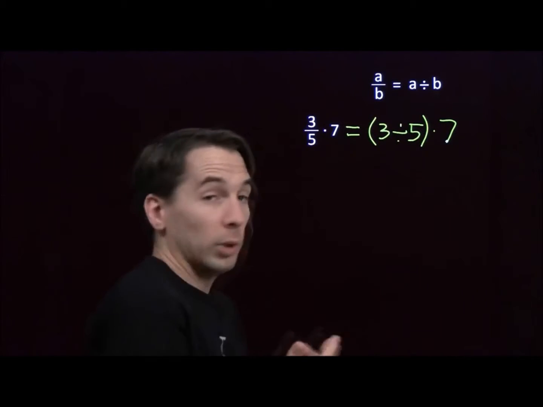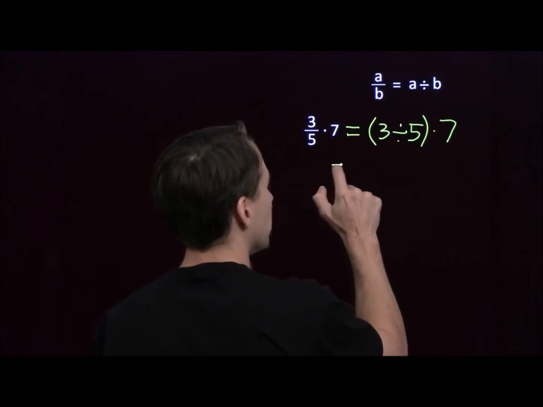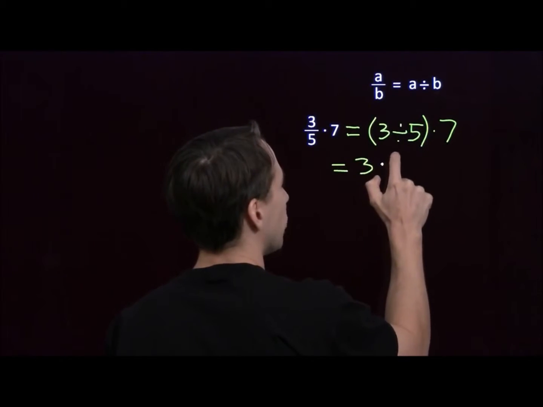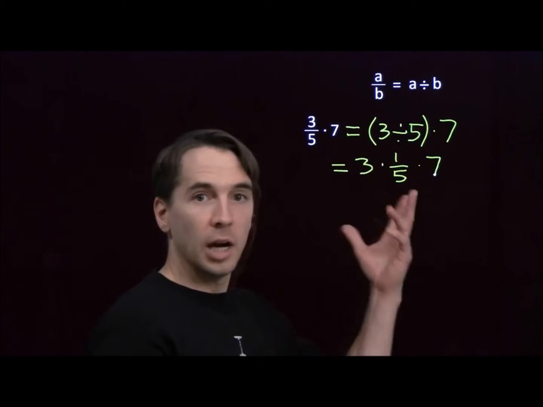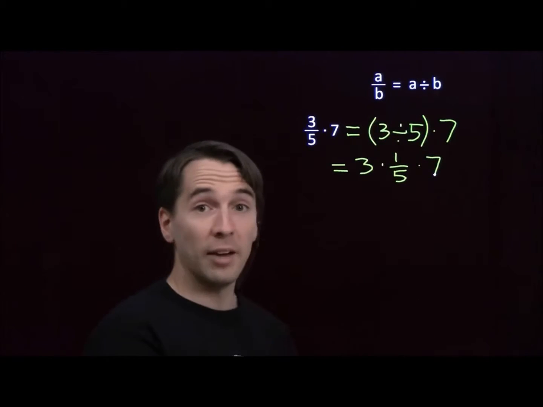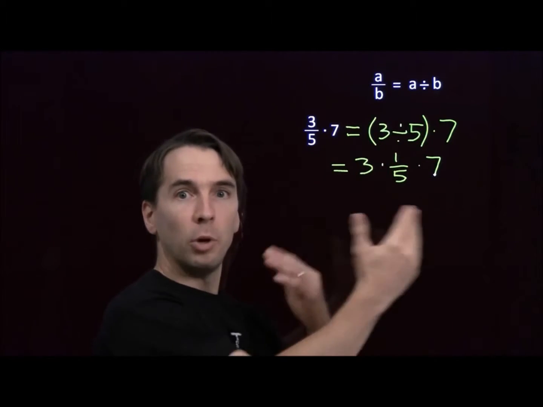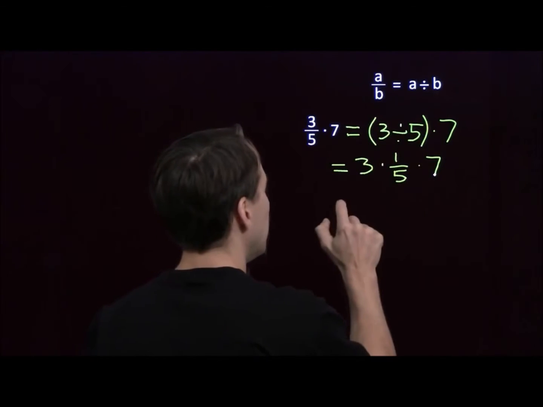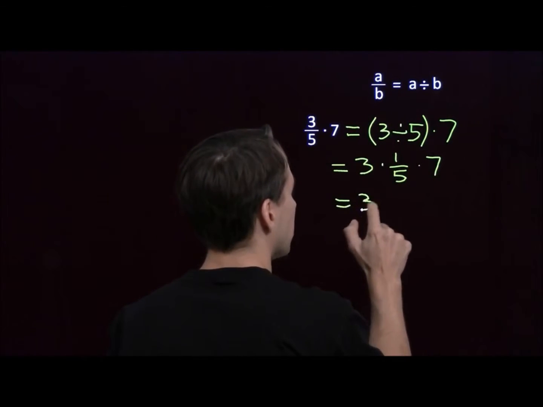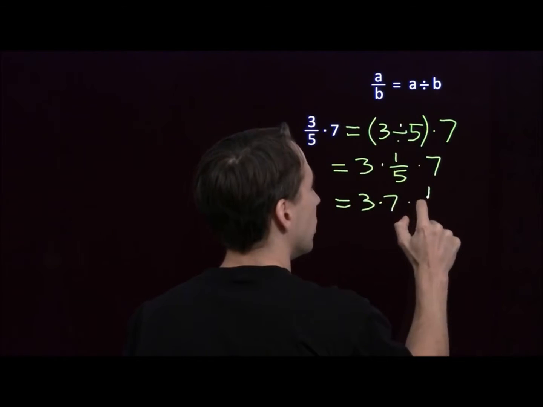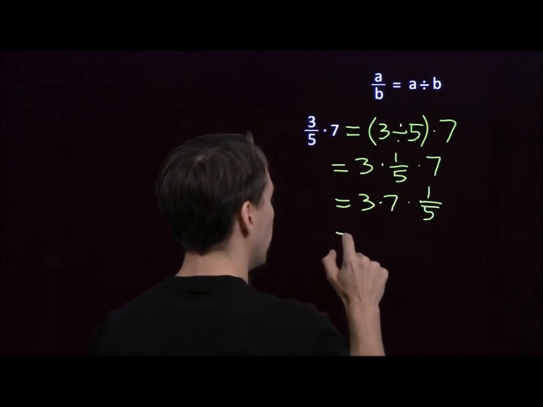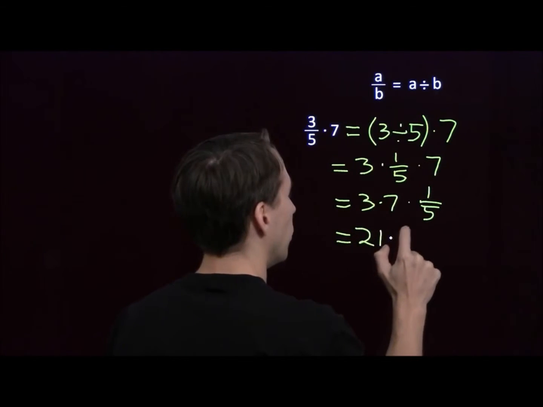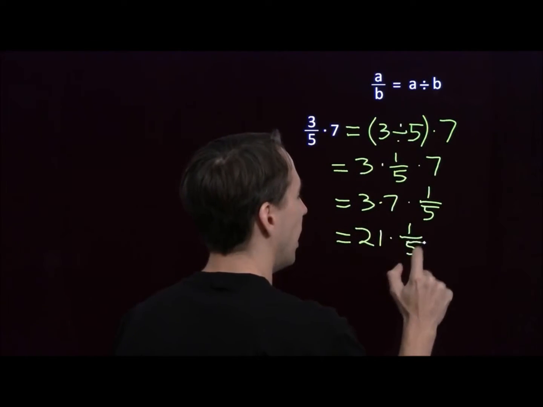Well, 3 divided by 5, we can turn that into a multiplication problem using our definition of division. This is just 3 times 1 over 5, and then times 7. Now, one of the nice things about having a multiplication problem is we can multiply in whatever order we want to. We can put the 3 and the 7 together because we know how to multiply those. And 3 times 7, that's 21. 21 times 1 over 5.